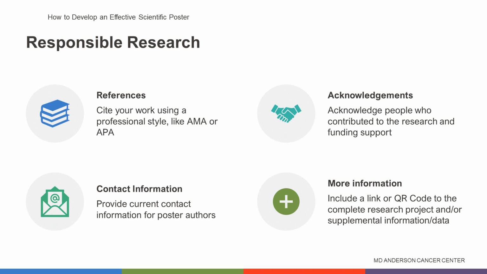In addition to getting content and organization right, you want to make sure you develop your poster in a responsible way, and that means including some important details. Always cite your work by providing references styled in a professional style, like AMA or APA. Make sure you recognize people and organizations who contributed to your research by naming them in your acknowledgments. Be sure to provide current contact information for yourself and co-authors so you can be contacted about your research.